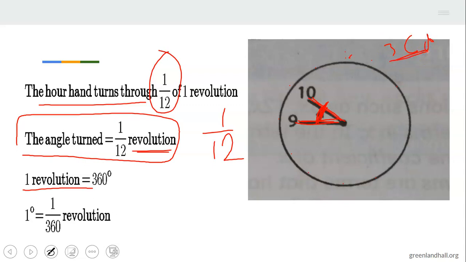When you move round again, that will be times 2, then times 3, and so on like that. That is, 1 degree equals 1/360 revolution. That is, you can convert revolution to degree and from degree to revolution as the case may be.